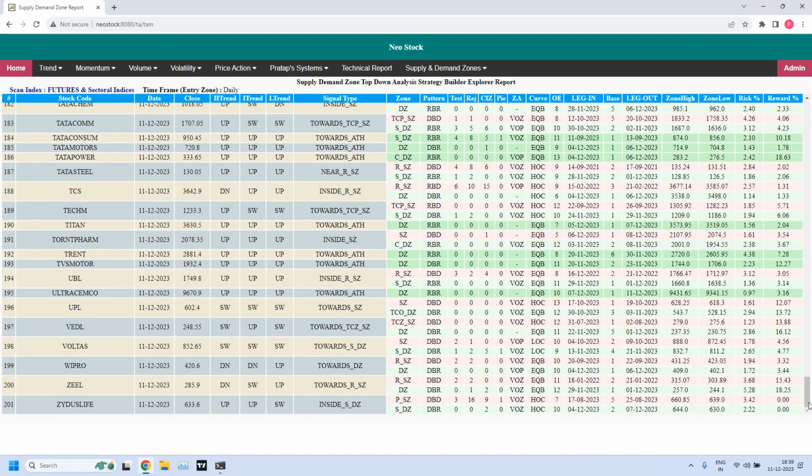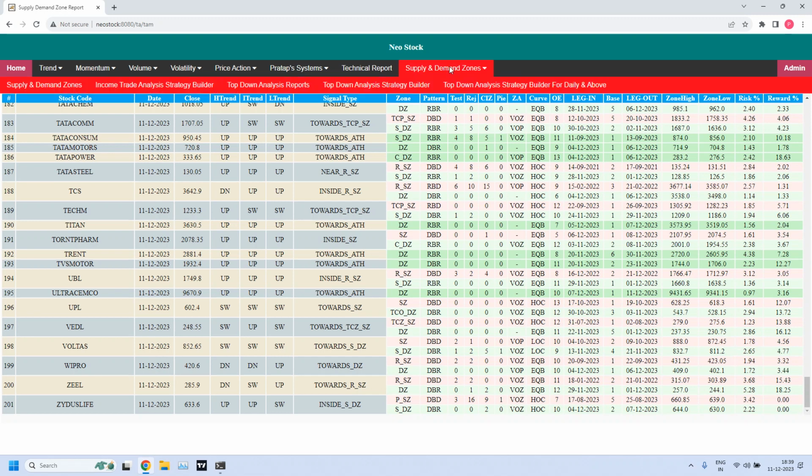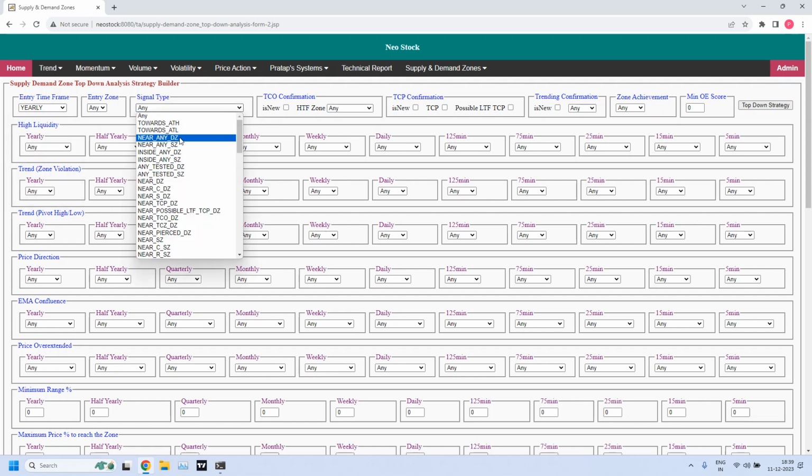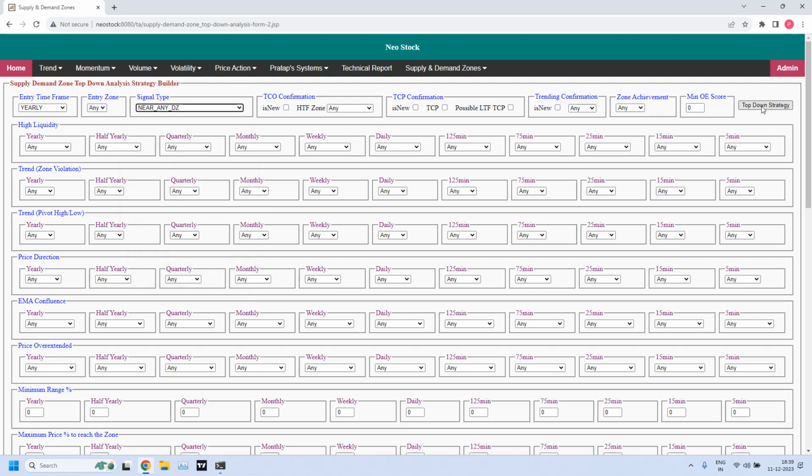So this is the complete list of all the stocks on the daily time frame. Now let us generate stocks near demand and supply zones for all the time frames. Let us generate demand and supply zones, stocks near demand and supply zones for the yearly time frame. Entry time frame is yearly. Let us find the stocks near yearly demand zone.